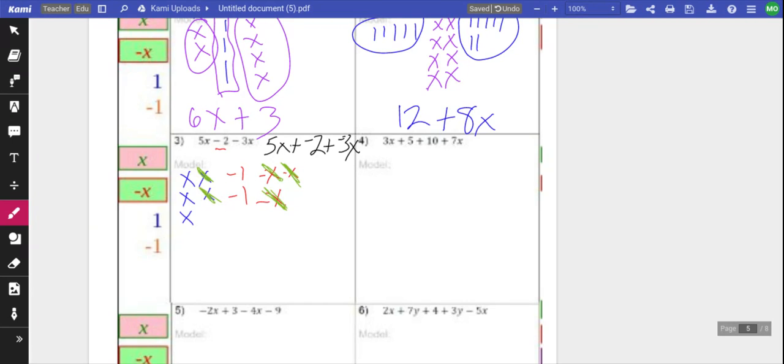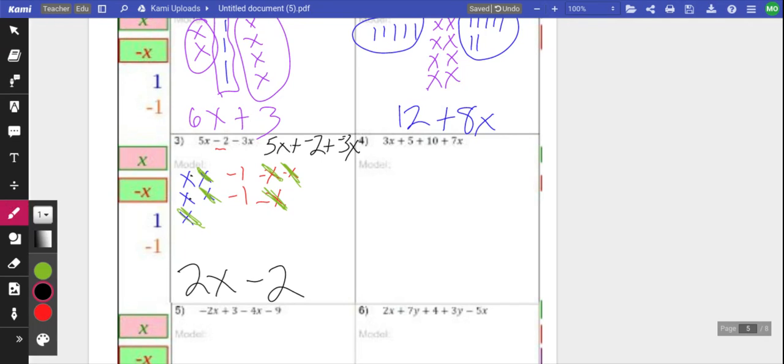Okay, so we have 3 zero pairs that we are able to cancel out. And that's it. So now what do I have left? Well, I have only 2 x's left, and then I have a negative 2 ones left. That's where you can go in and make sure that you understand. Remember our canceling of our zeros.